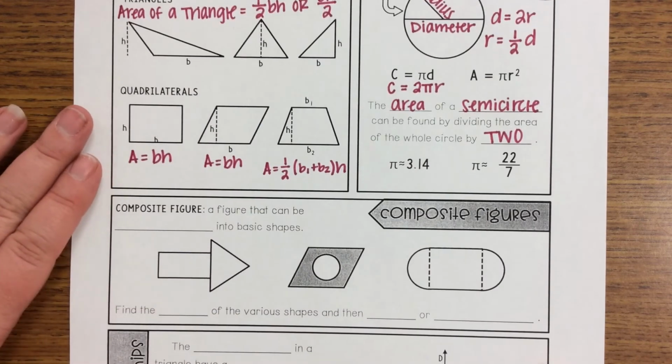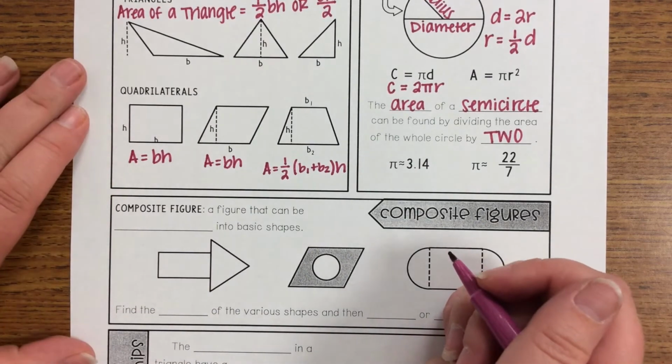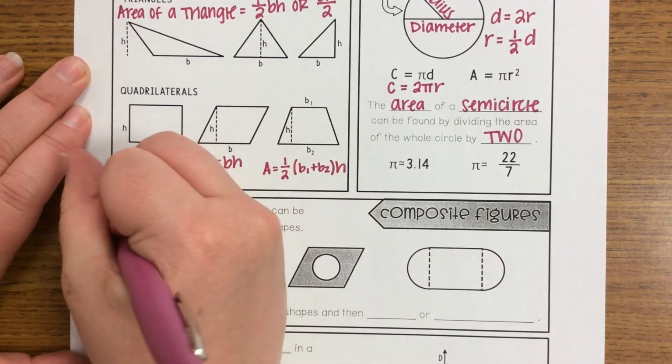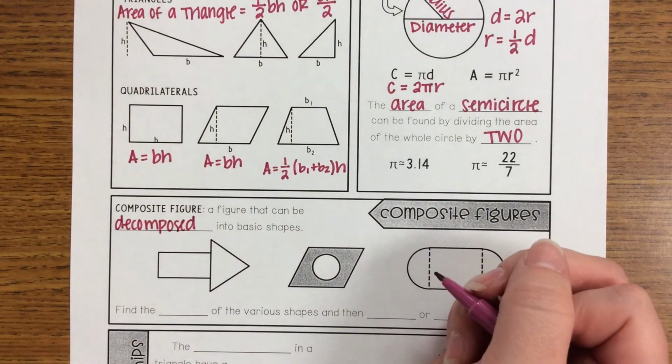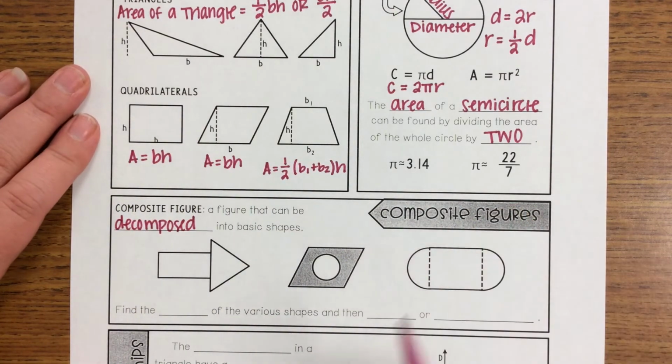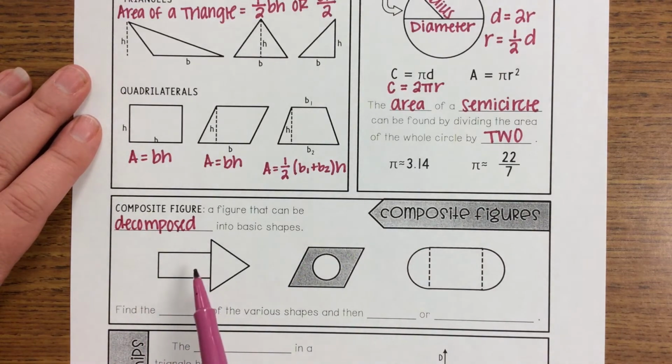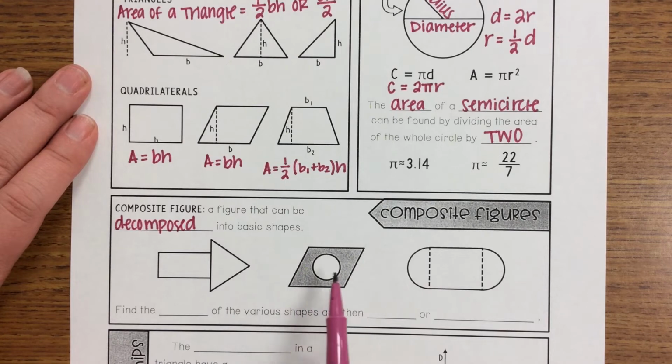All right, now let's take a look at composite figures. A composite figure is a figure that can be decomposed into basic shapes. So, for example, I have this arrow here that can be decomposed into a rectangle and a triangle. I have this figure here that can be decomposed into a parallelogram and a circle. And then I have this track figure here that can be decomposed into a rectangle and two semicircles, or in other words, a rectangle and one whole circle.